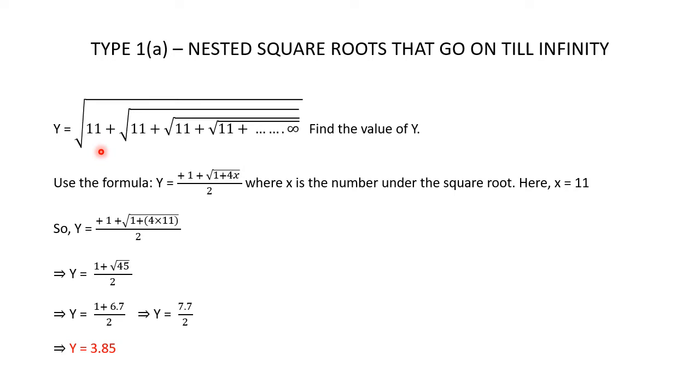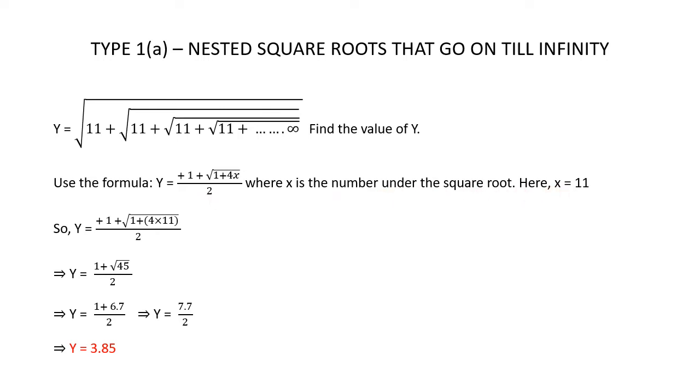y is equal to square root of 11 plus square root of 11 plus square root of 11 plus square root of 11 and so on till infinity. Find the value of y. Here, since the square roots are added infinite times, use the formula y is equal to (1 plus root of 1 plus 4x) divided by 2, where x is the number under the square root.